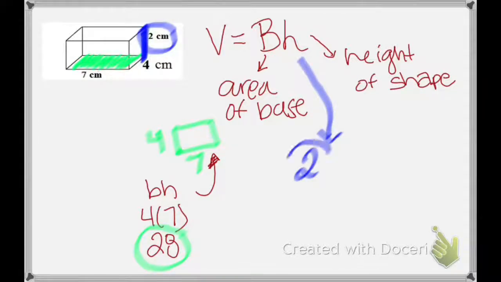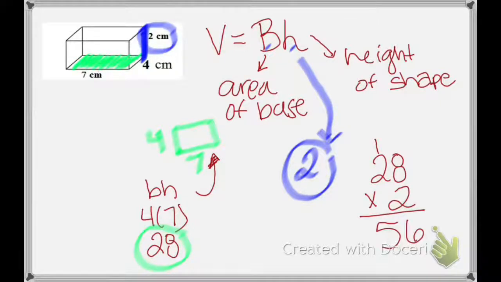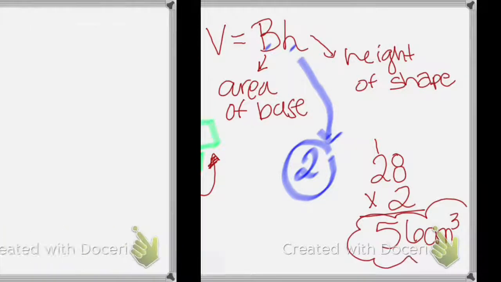So the last thing that I need to do with those two things is multiply them. I know when I have two variables together like this, I will be multiplying them. Since I've already found the area of my rectangle and I know the height of my rectangular prism, then all I need to do is multiply those two. So let's go ahead and do that. 28 times 2 gives me 56 centimeters cubed. Okay, that is my final answer right there.